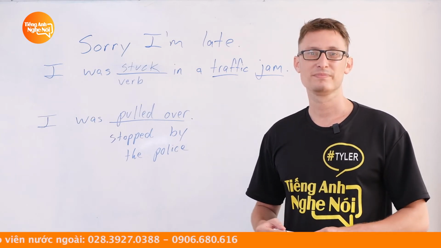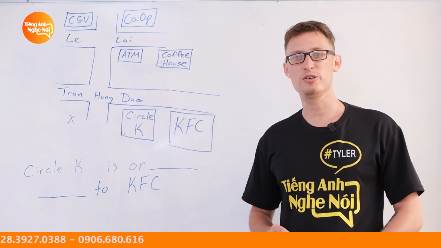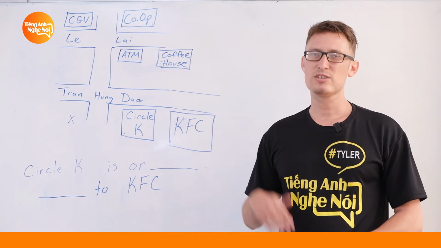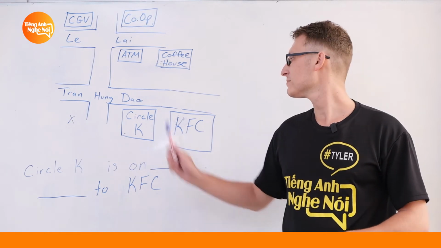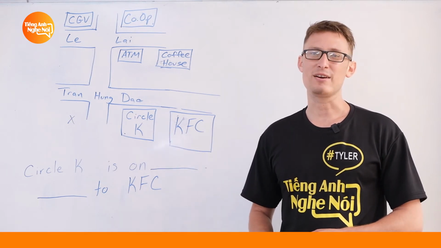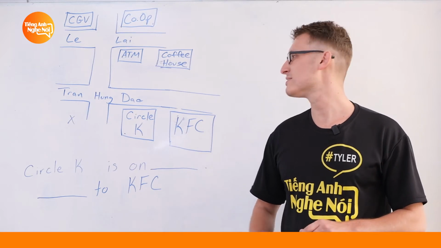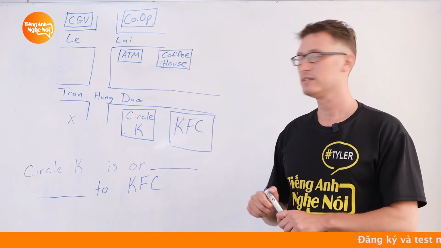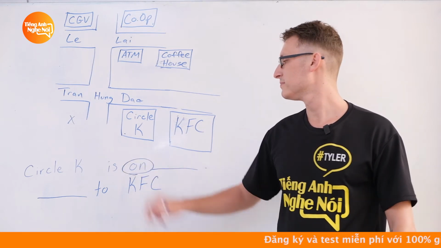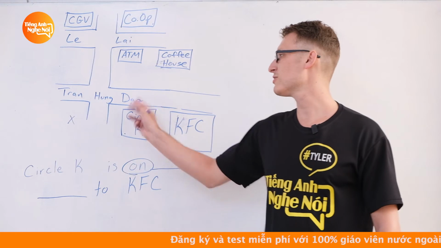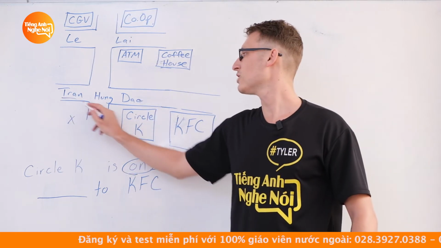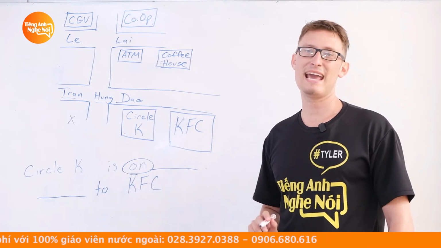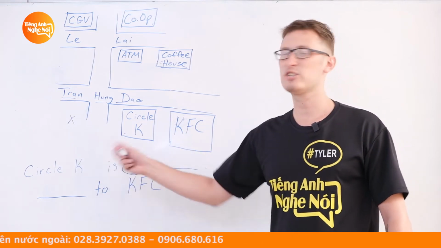So, if I come to you and I say, Em ơi, where is Circle K? Okay. You see Circle K here. First, where is Circle K? It is on. What do we say with on? Say the street. It is on Tran Hung Dao Street, next to KFC. What should we say here?